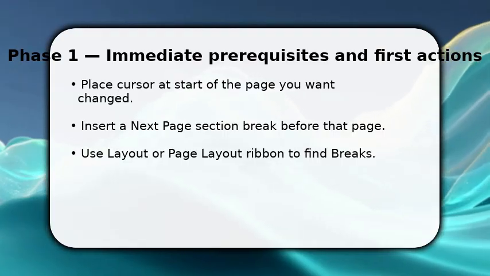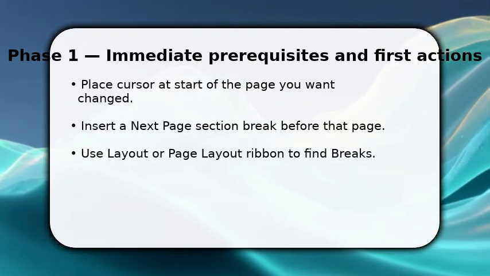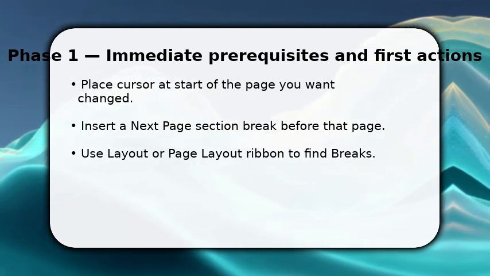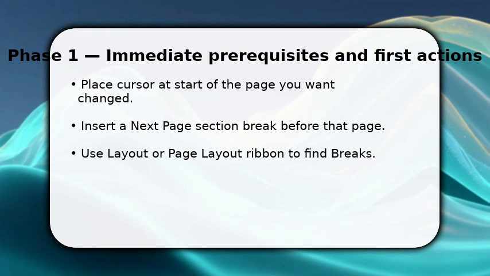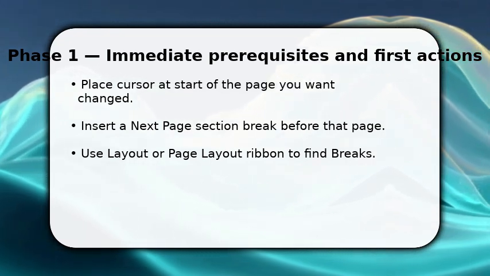You start by positioning the cursor at the top of the page you want to reorient. Then, use the Layout or Page Layout tab, open breaks and choose Next Page. This creates a new section beginning on that page, necessary because orientation applies by section, not by individual page.